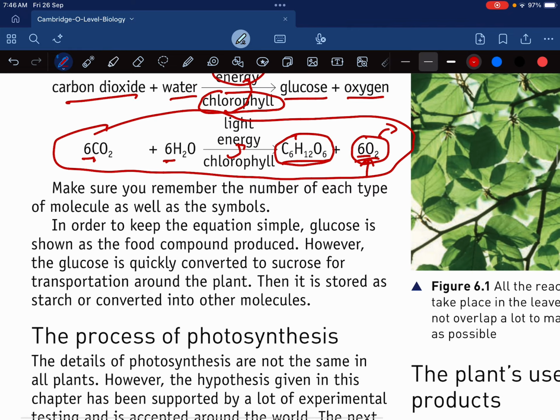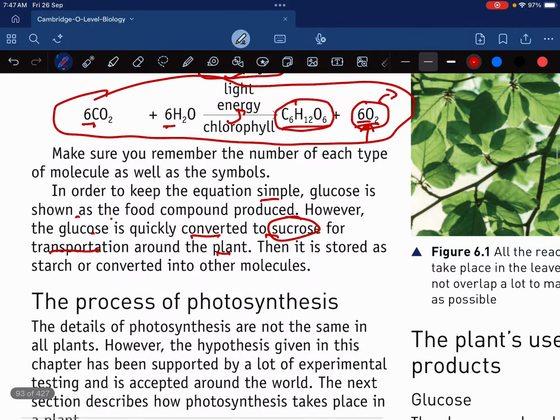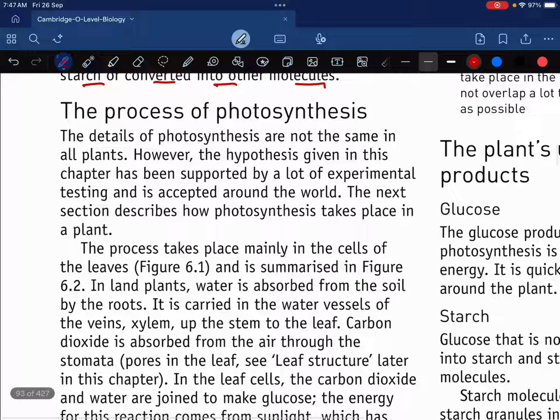In order to keep the equation simple, the glucose is shown as the food compound produced. However, the glucose is quickly converted to sucrose for transportation around the plant. So of course, the glucose that is being made is transported from one place to another depending on where it is needed, so we convert it into sucrose, because that's the form in which it is transported. Just like the form in which it is stored is starch, the form in which it becomes the cell wall is cellulose, and the form in which it is transported is sucrose. I hope that's clear. Then it is stored as starch or converted into other molecules. Easy peasy. The process of photosynthesis.